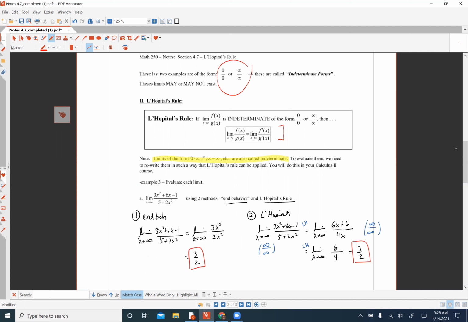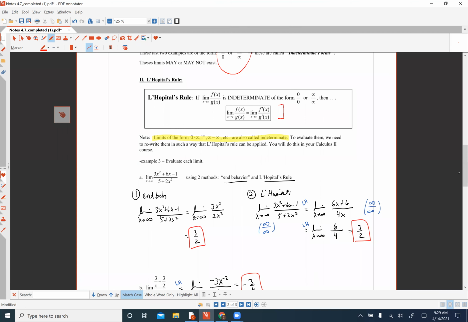Or like 0 times infinity. Okay, so 0 times infinity, 1 over infinity is 0. So you just convert that 0 into 1 over infinity. So that one's not too bad. But we'll talk about that next semester with a different teacher, because I'm not teaching it. This is my last semester.